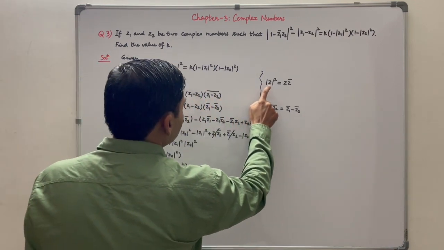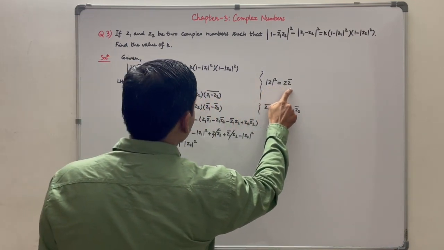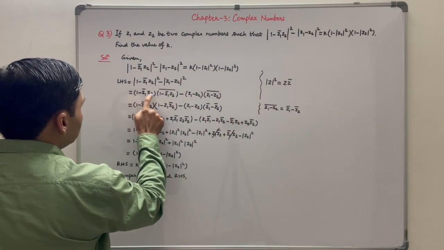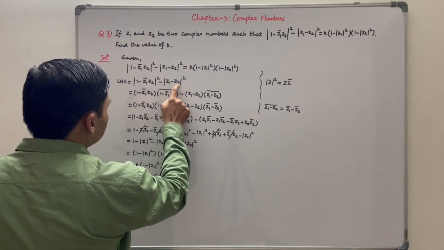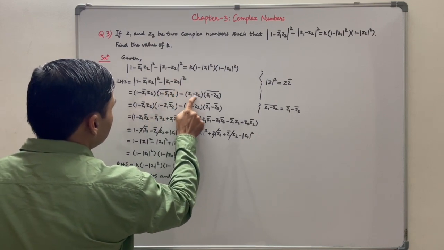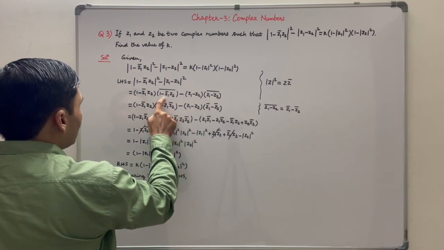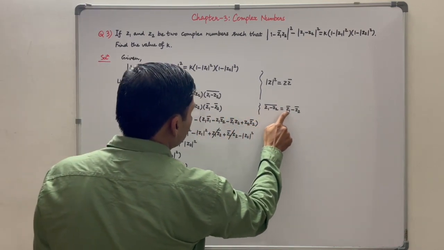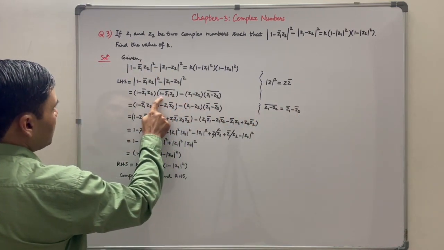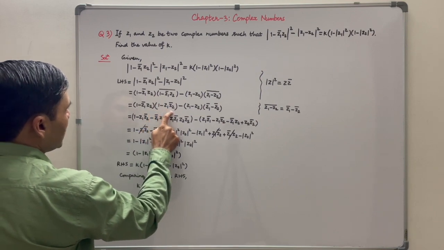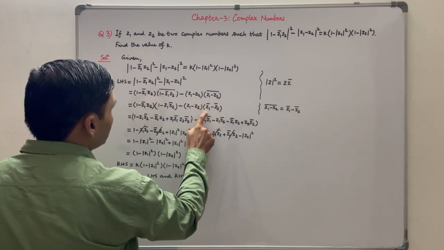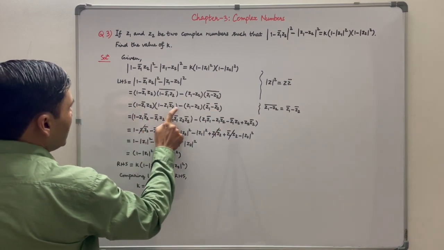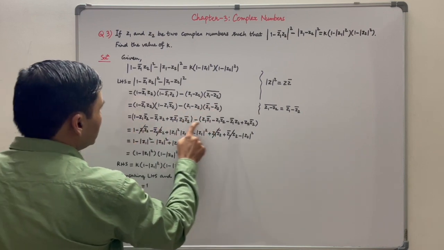We will use this property: mod z square is equal to z z bar. Suppose this whole is equal to z, so mod z square is equal to z z bar. Now this is in the form z1 minus z2 whole bar, and that is equal to z1 bar minus z2 bar. So this can be simplified as 1 minus z1 z2 bar, and this can be simplified as z1 bar minus z2 bar. Now we will multiply this with this and this with this to get this.